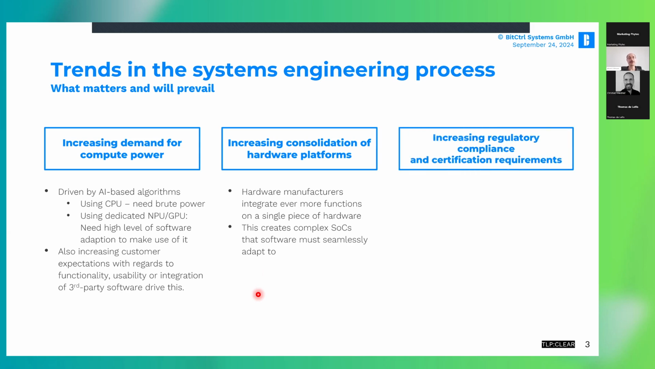Additionally, we have increasing regulatory compliance and certification requirements. There are, first of all, functional safety regulations in automotive, in industrial, in medical, and in other industries. And additionally, there are cybersecurity and product lifecycle regulations that need to be taken care of. And very new, you have probably all read about the EU AI Act. We now additionally have AI-related regulations coming in.